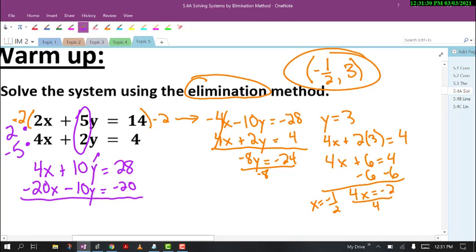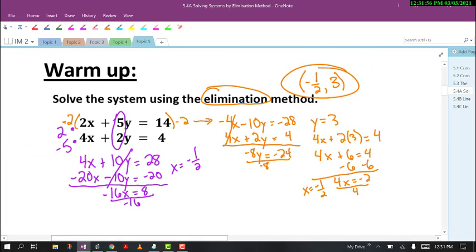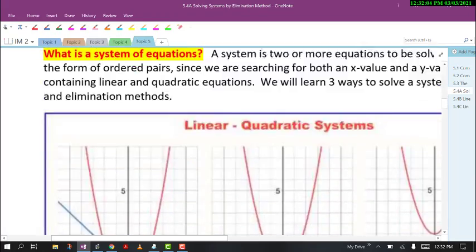So now when we add, the y's are eliminated. -16x equals 8. Divide by -16. x equals -1/2. And then we just plug that back in like we were doing before. So that can go in for either x in either equation. But it's the same idea as what we did in the orange. So this is just a linear system, two lines. So they intersect at one place, one point.